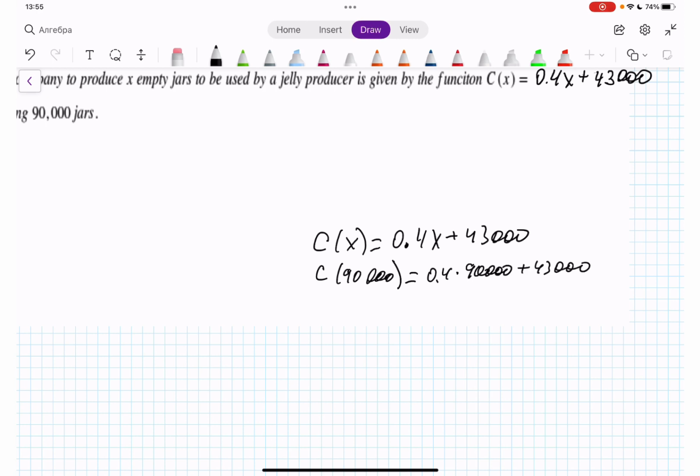Let's see, 4 times 9 is 36, right? 1, 2, 3, 4, 4 zeros. Since you have 0.4, 1 decimal only, I cancel this 1 decimal, and I will have 36,000 plus 43,000. So 36 plus 43 is going to be 79, and the answer is 79,000. Okay, that's all it is.